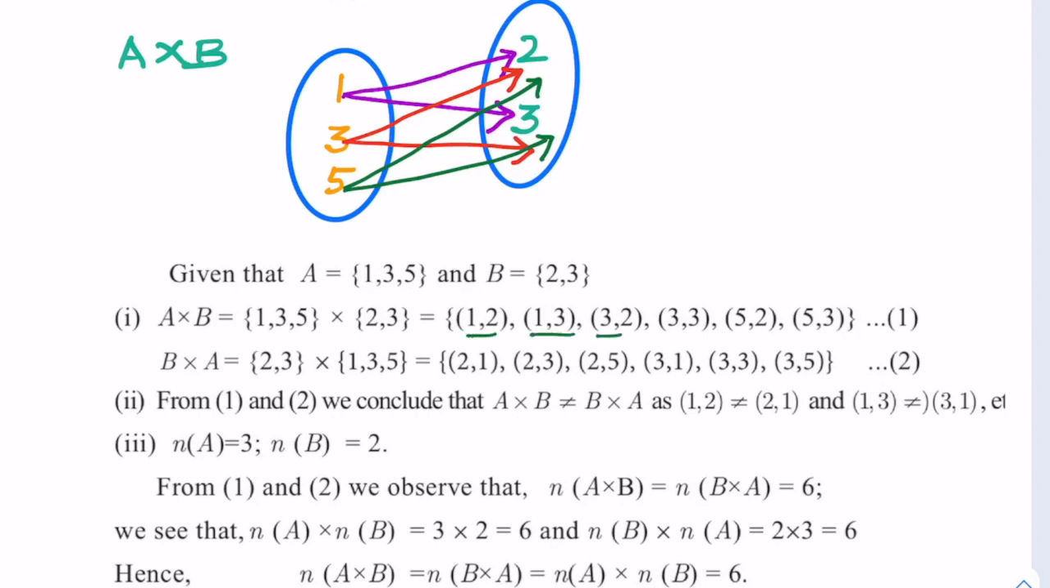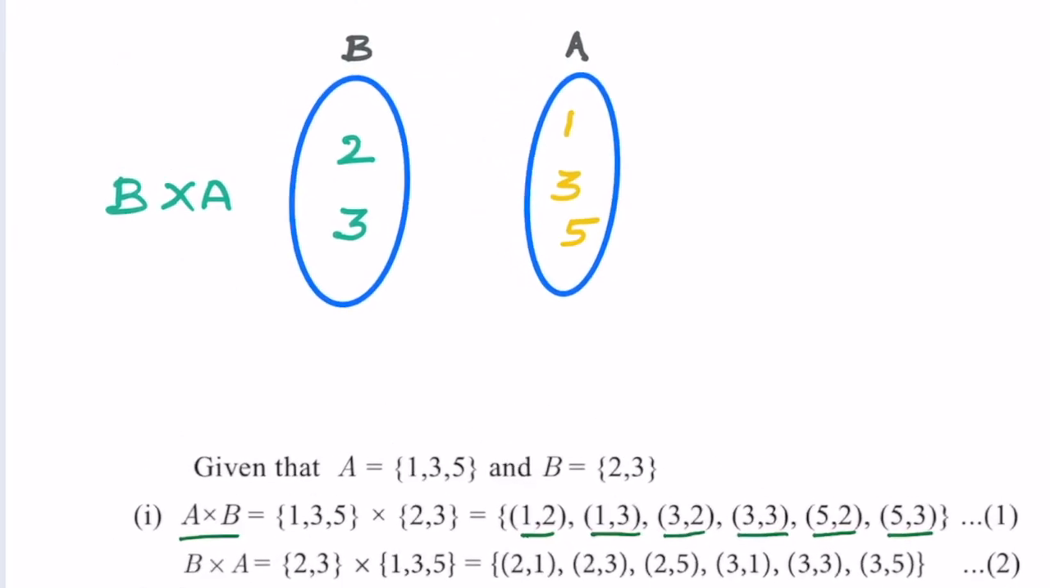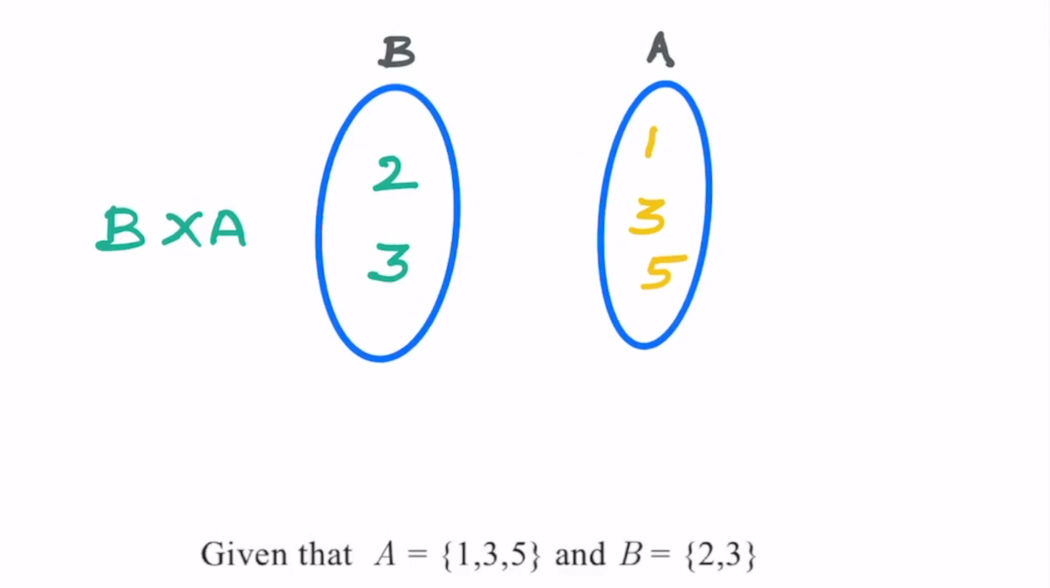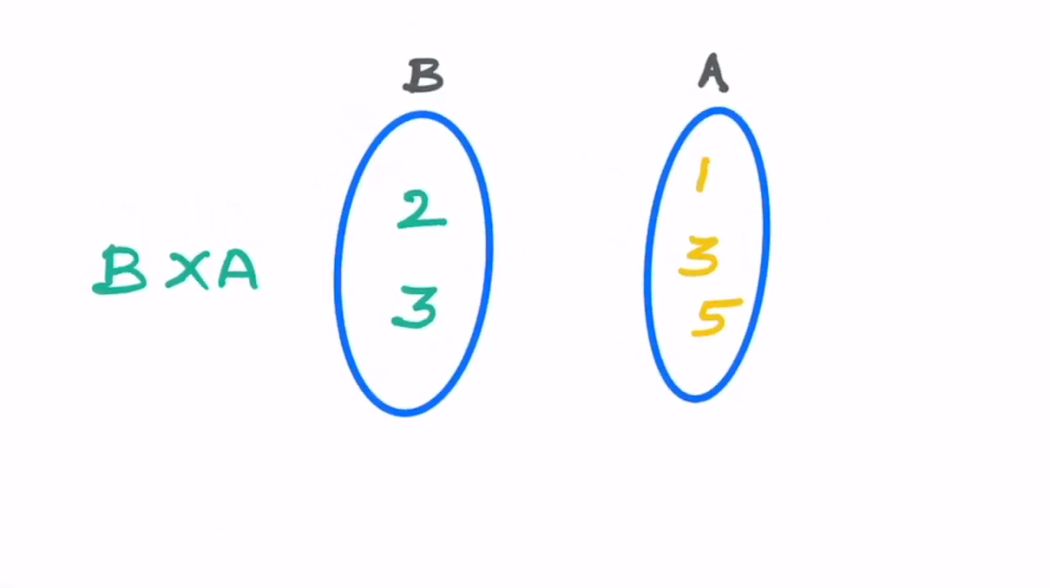Now we have formed 6 ordered pairs (1,2), (1,3), (3,2), (3,3), (5,2) and (5,3). The set of all ordered pairs is A cross B. Now, to find B cross A, let us picturize the set B and the set A with its elements. Since we have been asked for B cross A, B has been picturized first and A second.